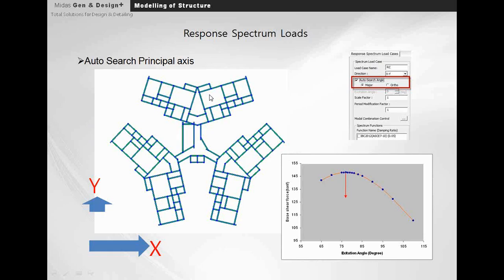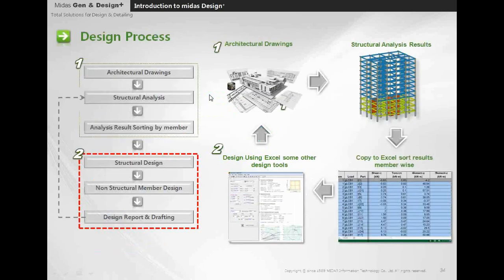So I'll resume the slideshow. Now this is how the design process actually looks like. Firstly, you need to create the architectural drawings. Then you need to model them in the software, the analysis, then the result sorting. Then comes the tedious part of structural design.